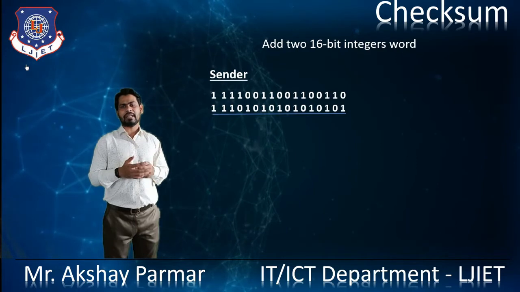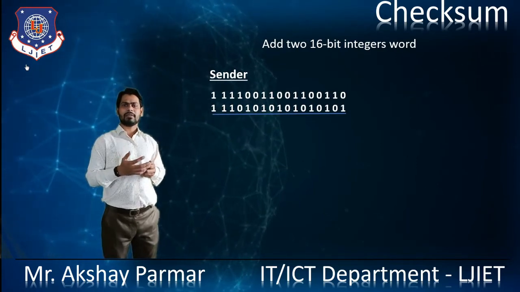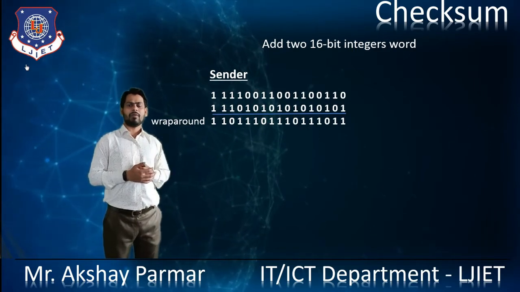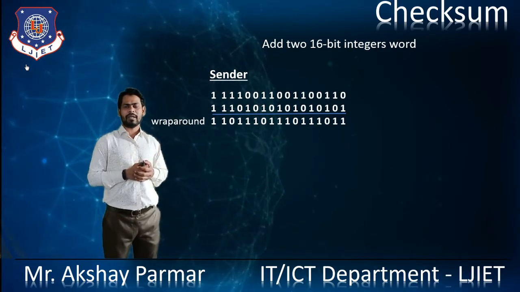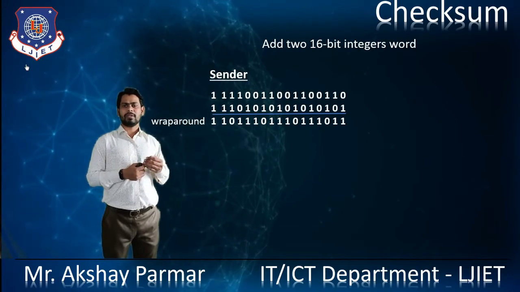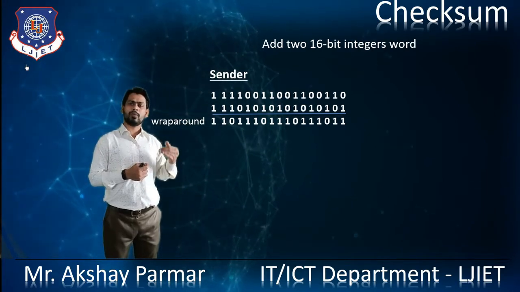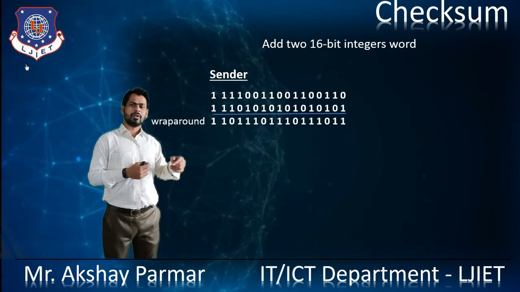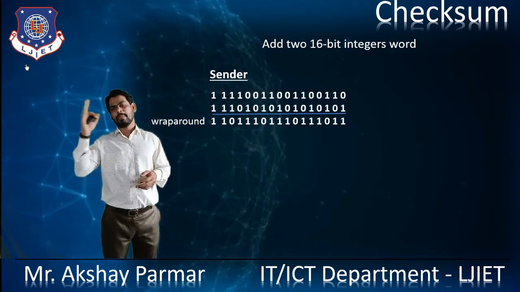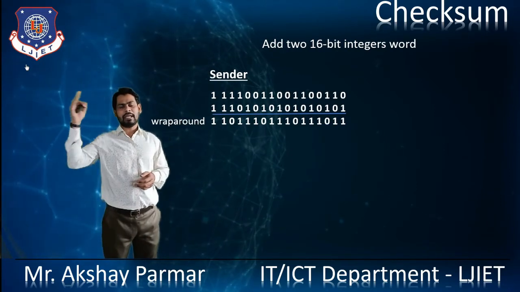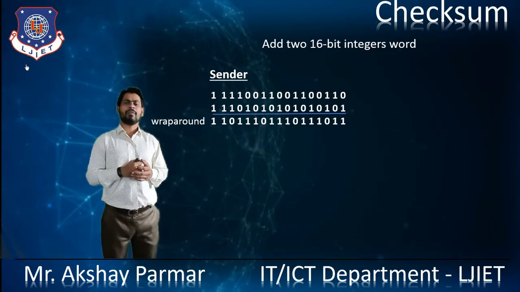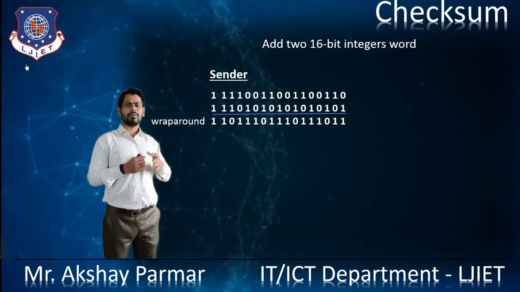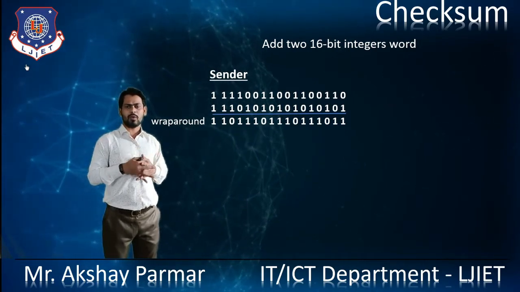After adding both sequences, both words, what do we get? We get a wraparound. So how do we add? 1 plus 0 is 1, 0 plus 1 is 1, 0 plus 0 is 0, and 1 plus 1 is 0 with a carry forwarded to the next position. That's how we can add binary numbers. So let's begin from the end to see how the summation works.